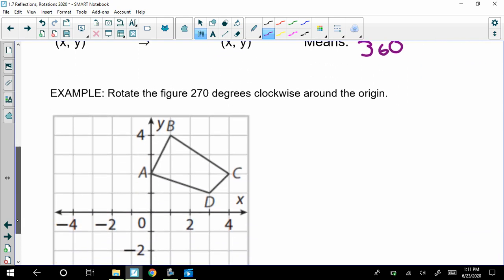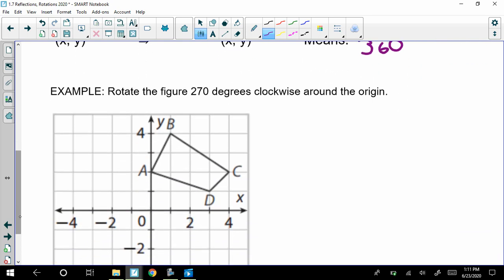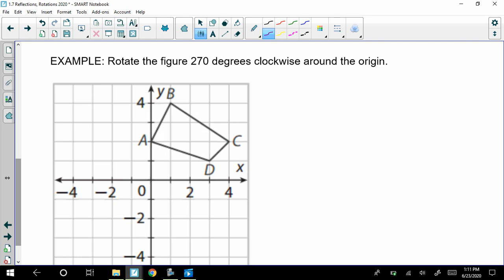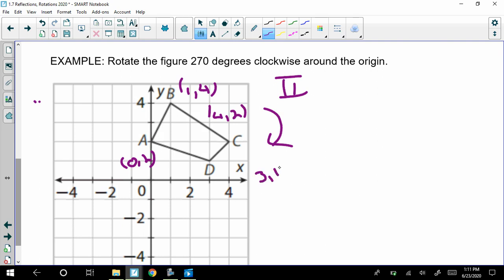So here's an example. Let's take this figure and rotate it 270 degrees clockwise, which is in this direction. So we're going to end up in quadrant 2. So we're going to end up over here. So I've got A is at 0, 2. B is at 1, 4. C is at 4, 2. And D is at 3, 1.